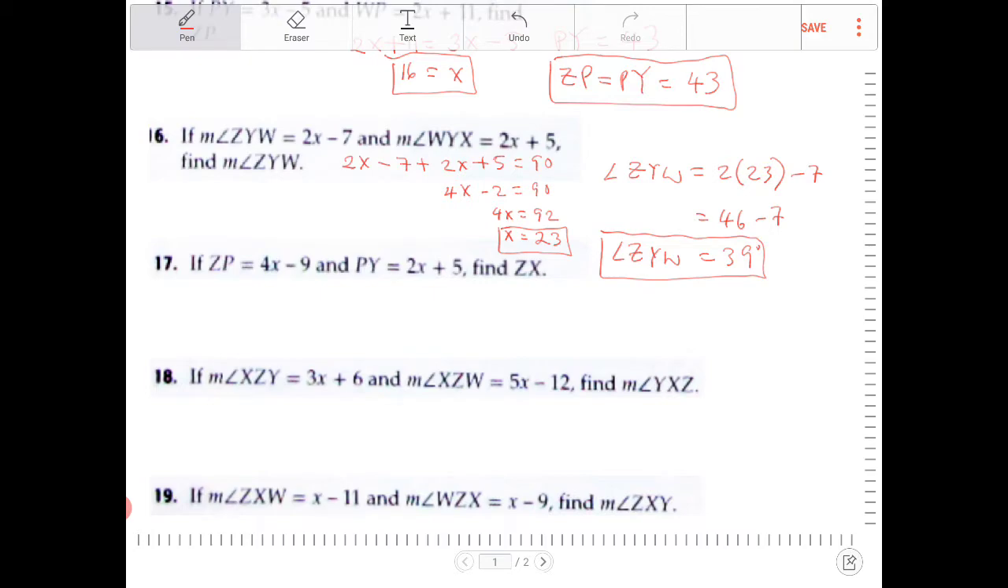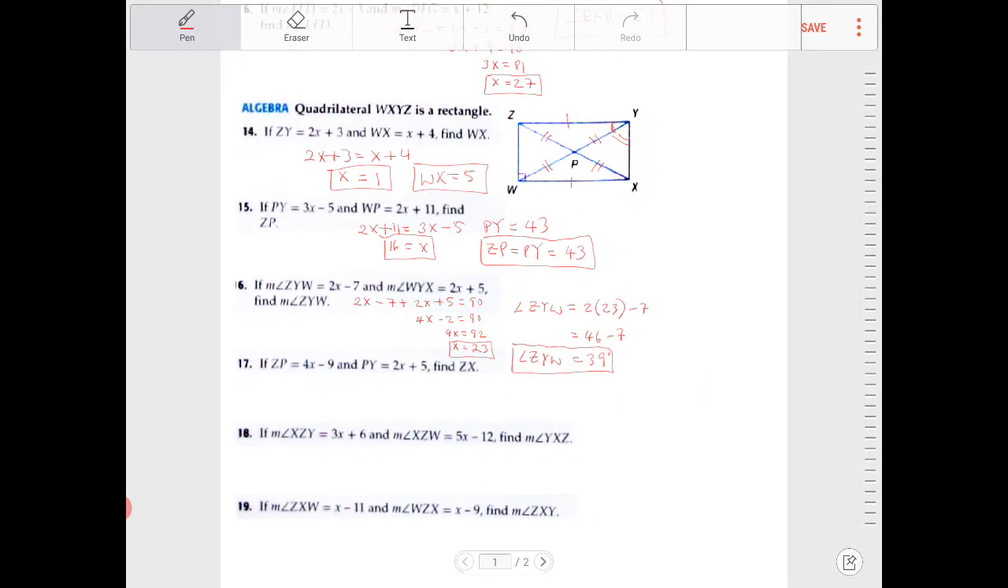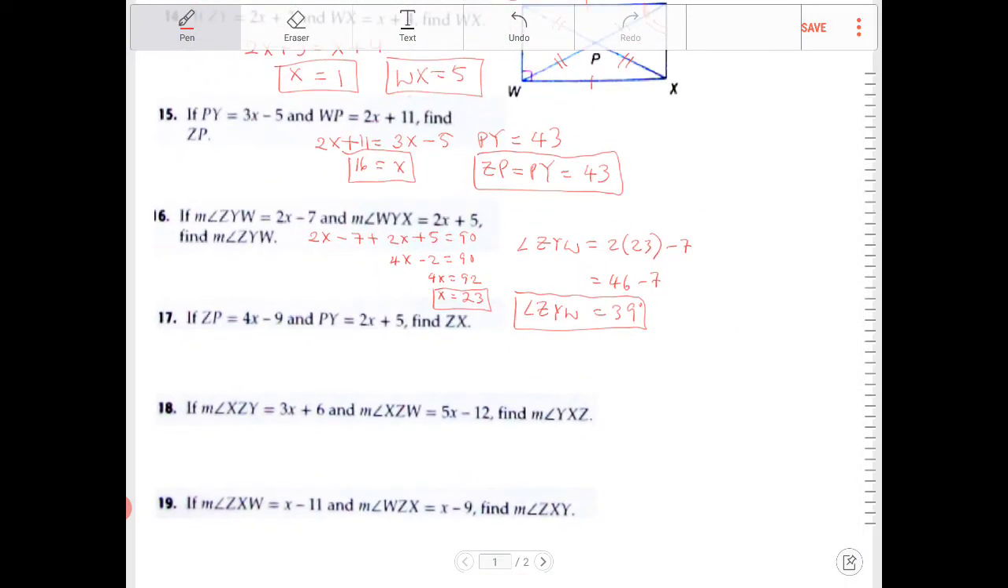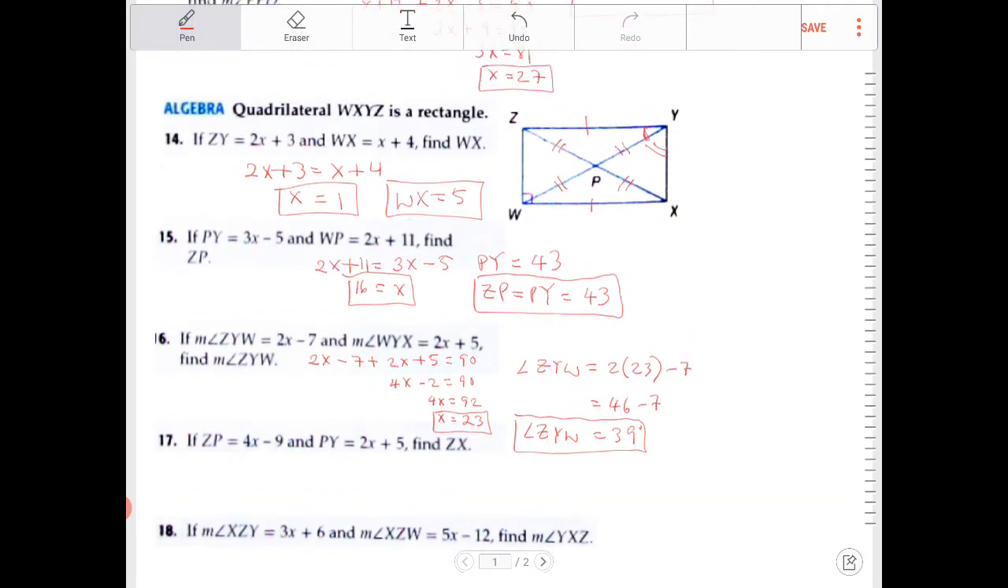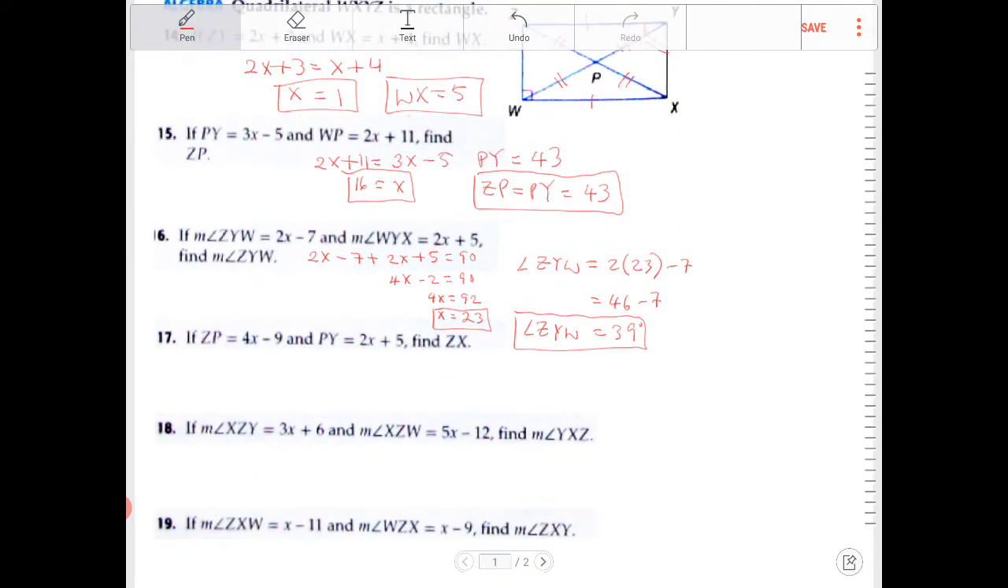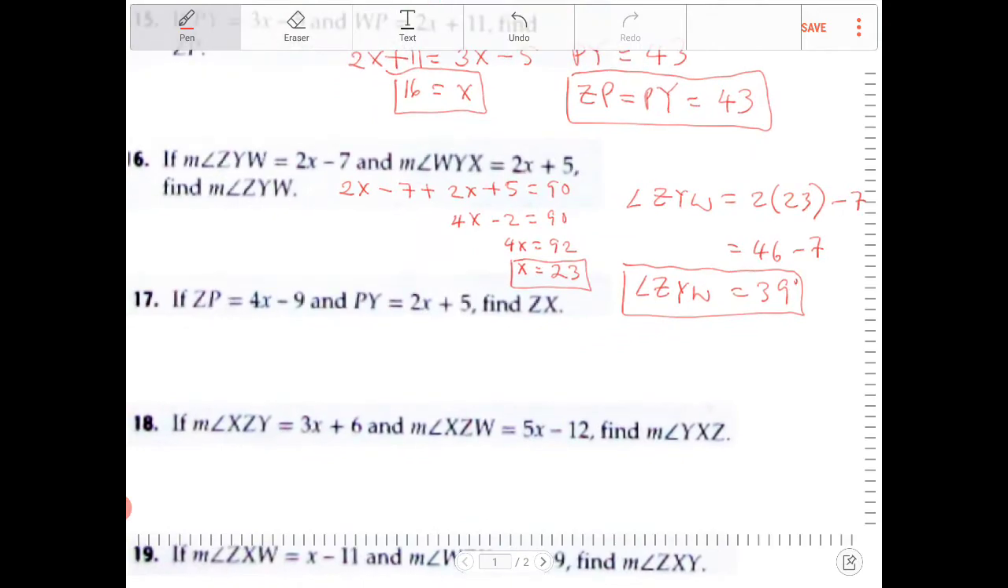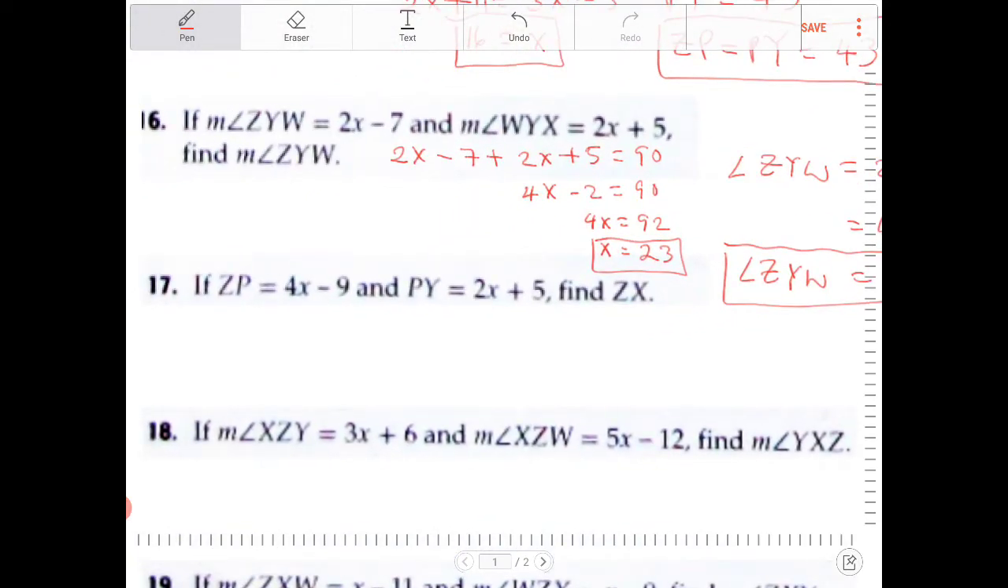If ZP is equal to 4x minus 9, ZP is 1/2 the diagonal, and PY is equal to 2x plus 5, find ZX. So remember, all parts of the diagonal are going to be equal to one another. So therefore we can say 4x minus 9 is equal to 2x plus 5. Solve for x. I end up with 2x is equal to 9 plus 5, which is 14. Divide by 2, x is equal to 7.